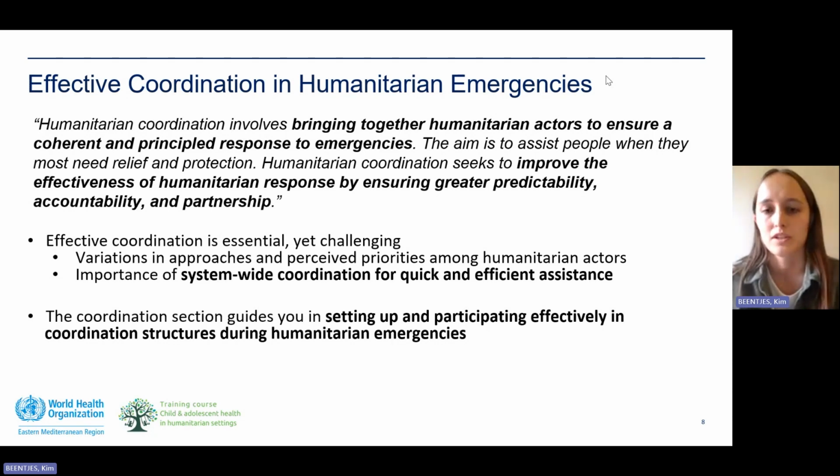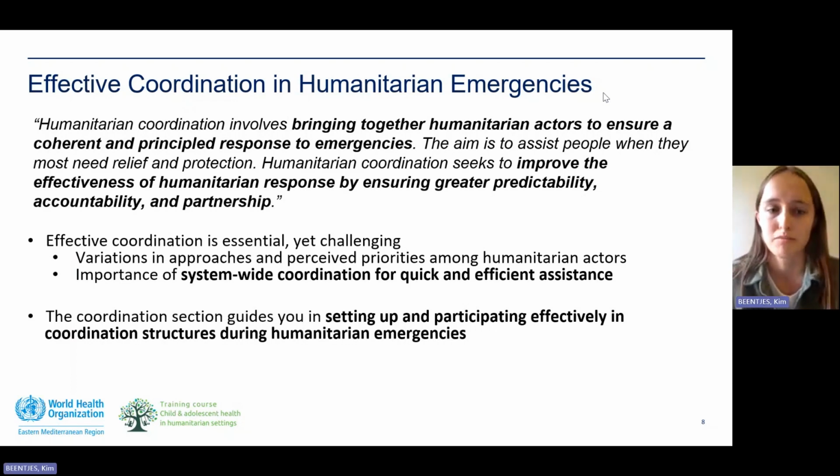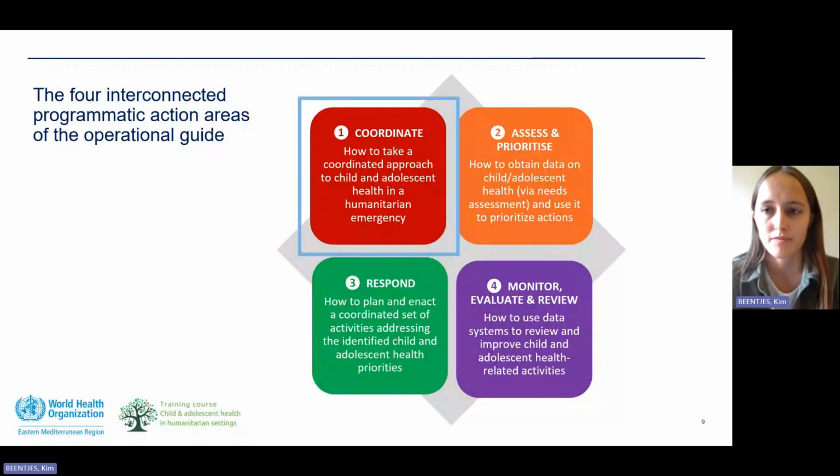There's also an importance of system-wide coordination for a quick and efficient assistance. The coordination section guides you in setting up and participating effectively in coordination structures during humanitarian emergencies as well. Then this slide shows you the 4 interconnected programmatic action areas of the operational guide. And today we're going to focus on the first one only, which is coordinate. This includes how to take a coordinated approach to child and adolescent health in humanitarian emergencies.